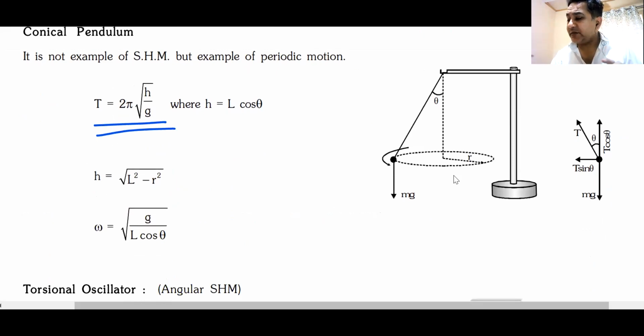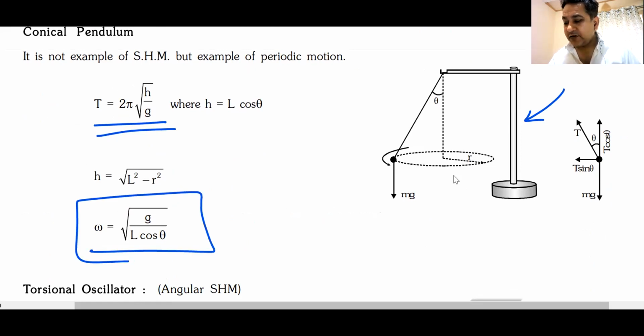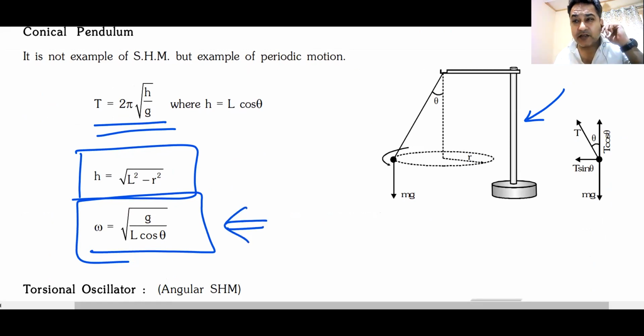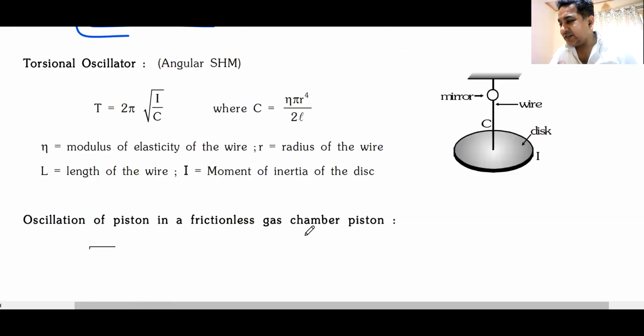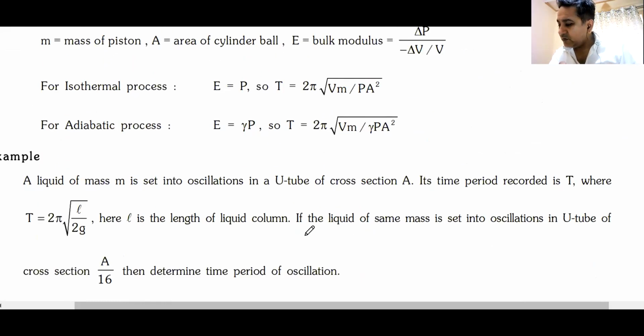This conical pendulum thing will again confuse you if this question comes in an examination hall. Remember, this height h is root over L square minus r square, and omega becomes root over g by not L, but L cos theta. So basically, you're looking at the vertical height, not the total length of the pendulum. You're looking at the vertical length of the pendulum. Torsional oscillator, this is not in your course, so you don't have to do this.